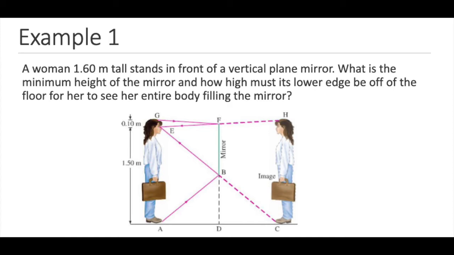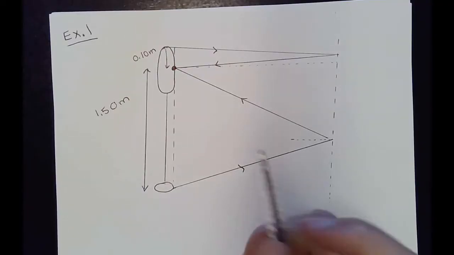A woman 1.6 meters tall stands in front of a vertical plane mirror. What is the minimum height of the mirror, and how high must its lower edge be off the floor for her to see her entire body filling the mirror? Assume her eyes are 0.1 meters below the top of her head. It's really the eye location that we need, and we also need the length of the object that we want to see in the mirror.